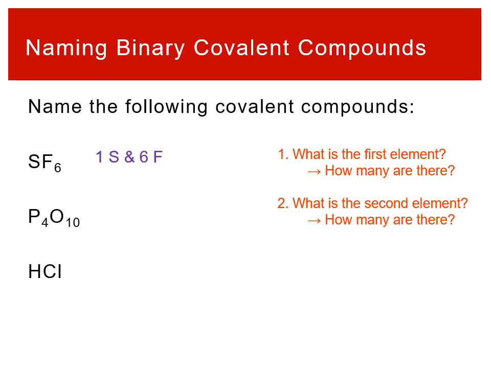So, for example, SF6, I have 1 sulfur and 6 fluorines. Sulfur is in the front, so it doesn't get its name changed, just the full name. Because it's 1 in the front, no mono or anything like that. And then the 6 is hexa. So this becomes sulfur hexafluoride.